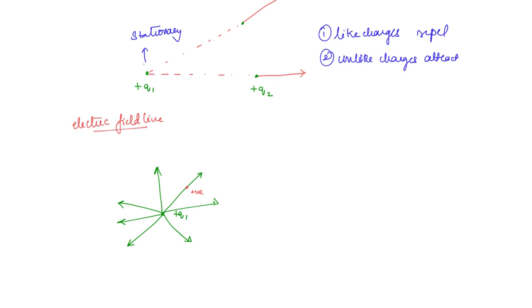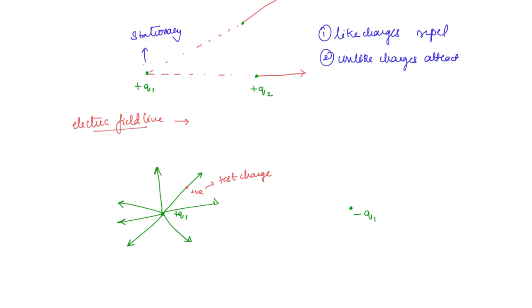Okay, now let us say you have a negative charge, minus Q1. Then what will be the electric field line direction? This is called the test charge. Test charge will always be positive. Whenever we are drawing the electric field lines, we are drawing them with respect to the positive charge.